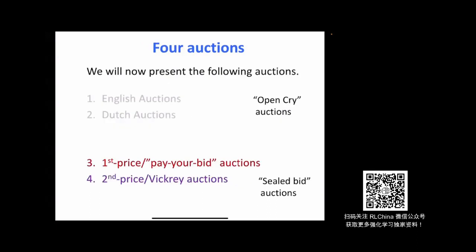English auction and Dutch auction are open outcry auctions. In other words, you make your bids and everybody else can see them. But you also have the sealed-bid auction. In other words, the bids are hidden. Only the auctioneer knows them, not the other bidders. The first price auction and second price auction are the typical ones.